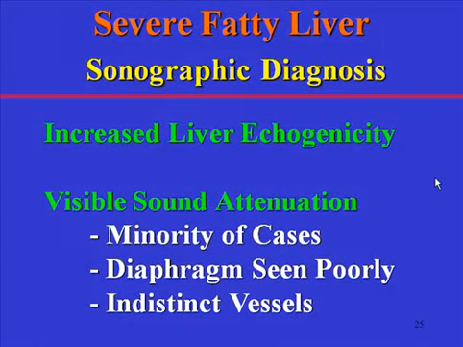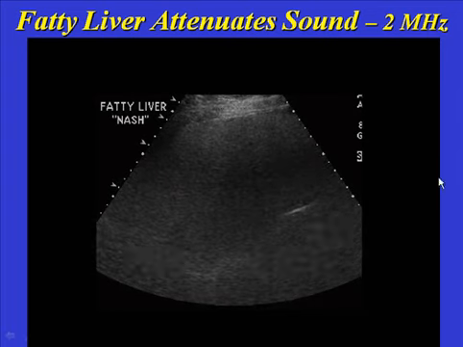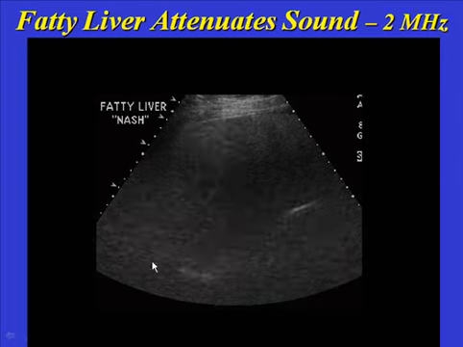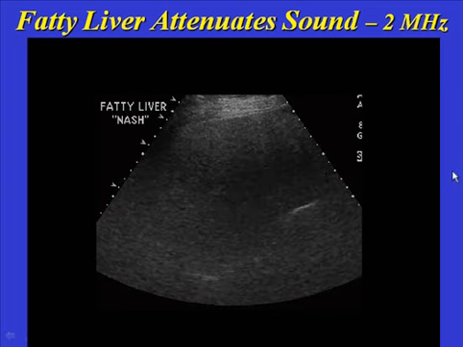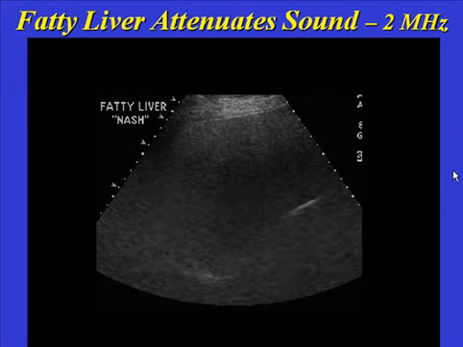Now, there's no problem making the diagnosis of severe fatty liver disease. Basically, this is the classic situation where you have markedly increased liver echogenicity and visible attenuation of the sound. This is only seen, however, in a minority of the most severe cases. In this circumstance, the diaphragm is poorly seen and the vessels in the liver are indistinct. Here's an example of such a case where there's obvious severe attenuation. We can barely see the diaphragm. But this is the severe case, which is not really terribly difficult to diagnose.